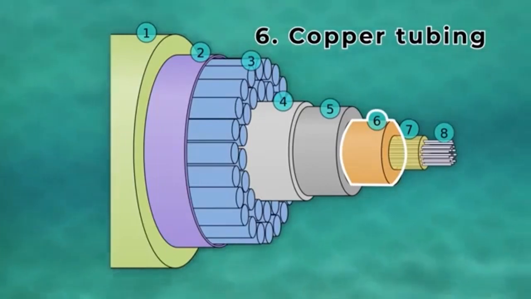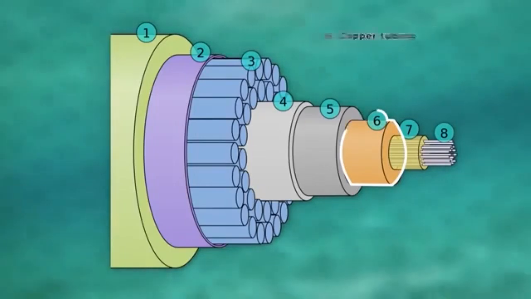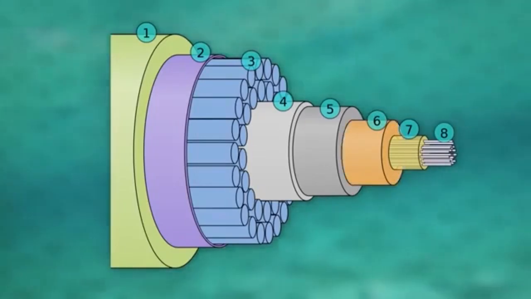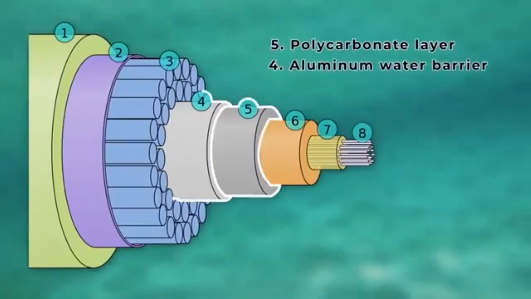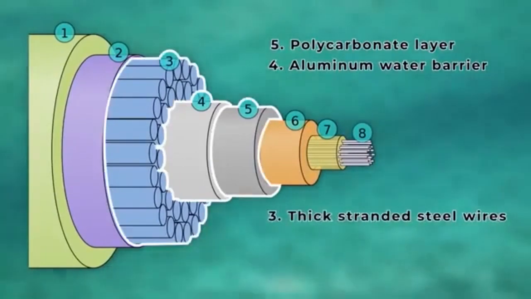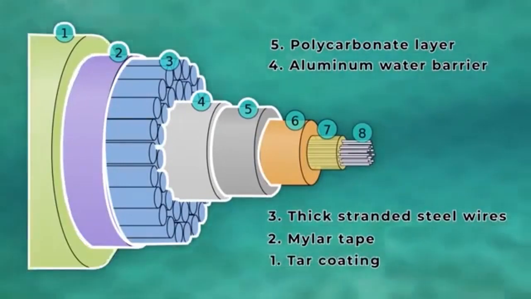Due to the extreme lengths of underwater internet cables, the light inside the optical fibers must be boosted every 50 or so miles to amplify the signal and prevent data loss. After these core layers, the remaining layers are strictly for protection and include the polycarbonate layer, the aluminum water barrier, thick stranded steel wires, a layer of mylar tape, and tar coating for ruggedness and protection.